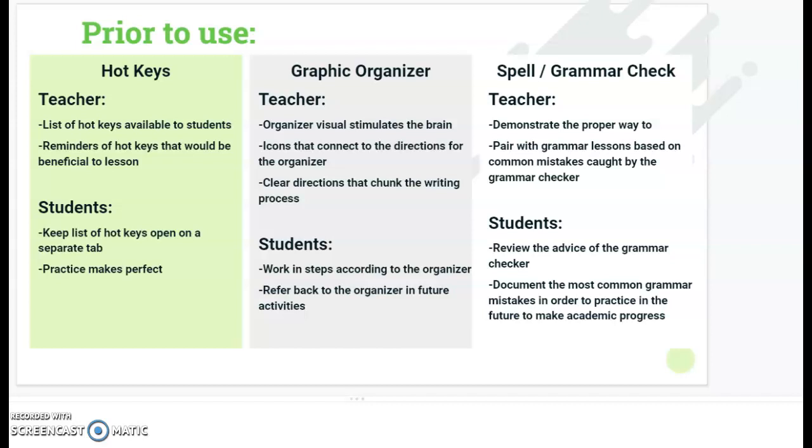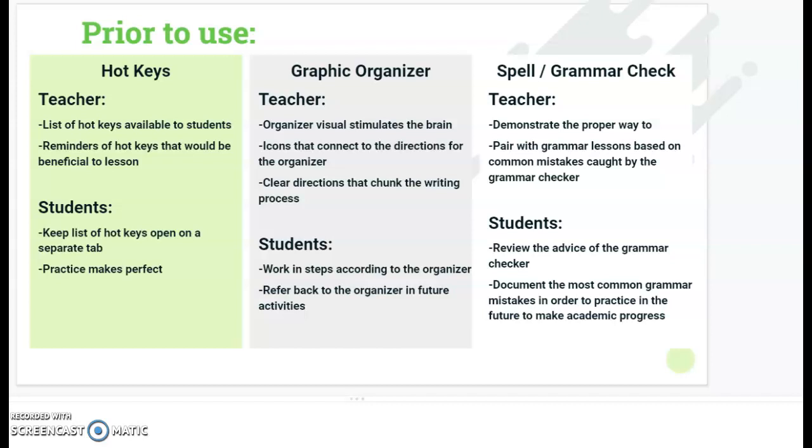Clear directions that chunk the writing process. So once again, if we are doing analysis of a character, the icons need to match the expectations and it needs to be chunked into pieces. Students, as far as prerequisites, work in steps according to the organizer, so that way we are chunking, and refer back to the organizer in future activities, so it's a tool to help them with their writing in the future.